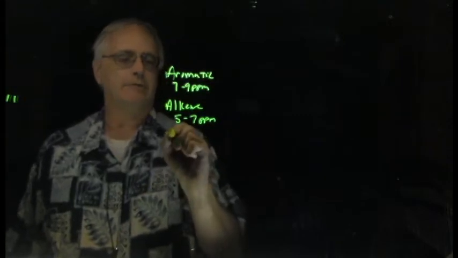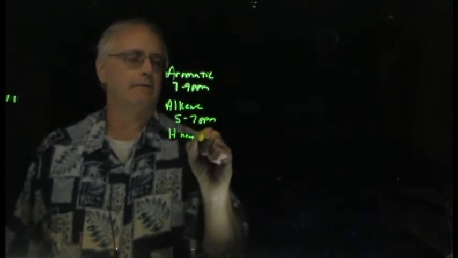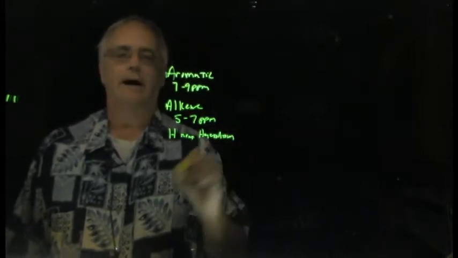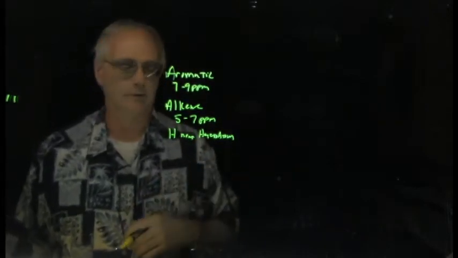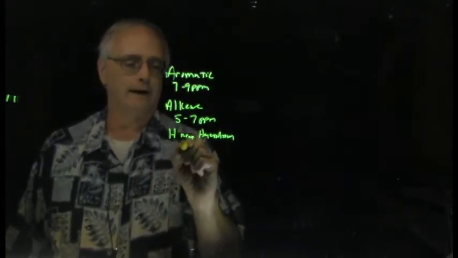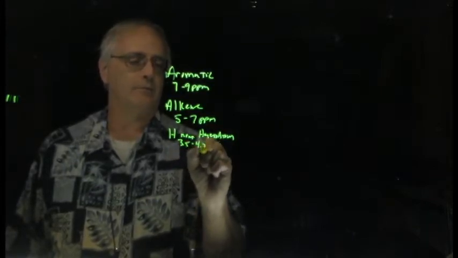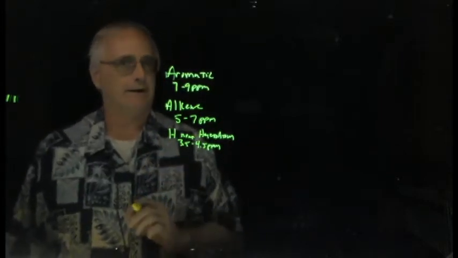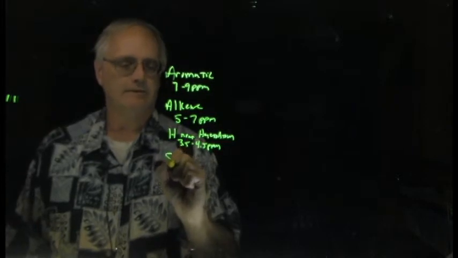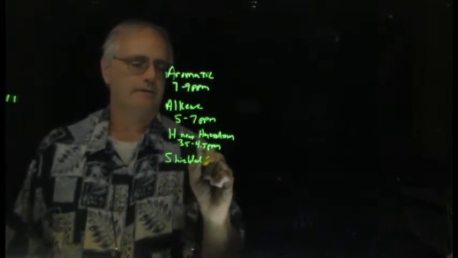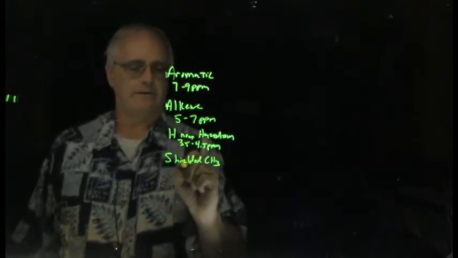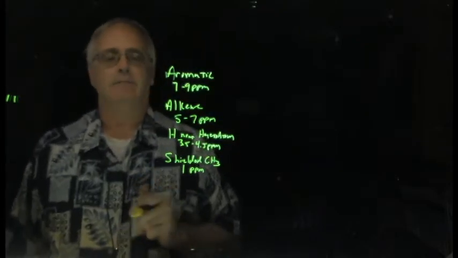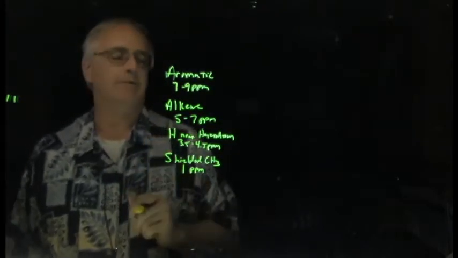Okay? Hydrogen near a heteroatom. Hydrogen near oxygen, or near nitrogen, near chlorine, near bromine. The area around 4, approximately 3.5 to 4.5 ppm. Okay, this is a really useful area to see. Then the next one, shielded CH3s. Shielded CH3s, the area around 1 ppm, give or take a little bit either way. These are the methyl groups at the end of a chain or something, and they can be very useful.